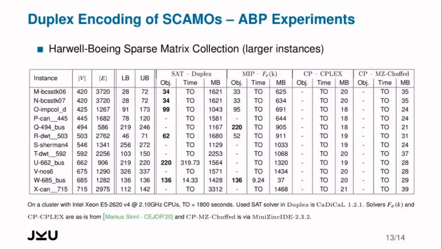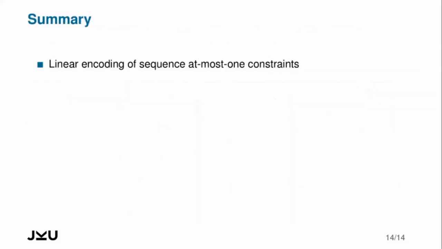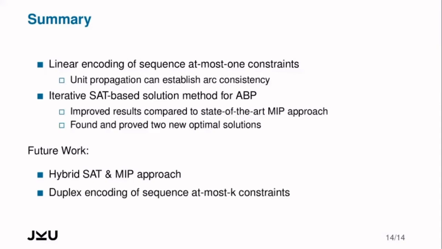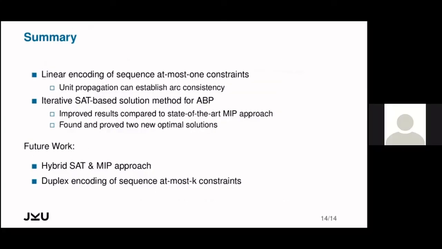So to sum it up, in our paper we introduced the linear-sized R-consistent SAT encoding for sequence at most one constraints, and based on this encoding we implemented an iterative SAT solution method for the antibandwidth problem, which improves the previous state-of-the-art. And in the future we would like to try a hybrid solution approach for that problem, and also we would like to generalize the idea of duplex encoding for arbitrary sequence at most constraints.